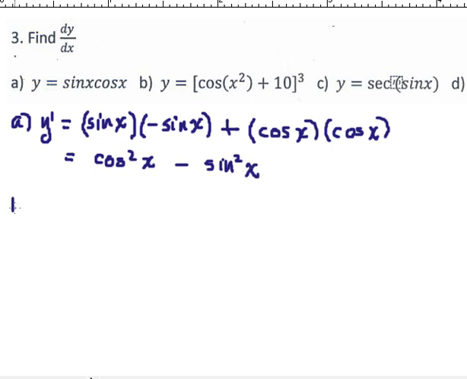Okay, in part B, we'll use the chain rule. First, we'll take the derivative of the outermost function, that's these brackets with an exponent of 3, so y prime is equal to 3, bring down the 3, and then just copy over the inner function exactly.